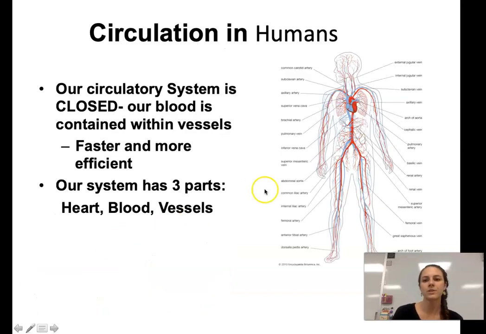So the circulatory system in humans is closed, meaning the blood flows from the heart to the blood vessels in the lungs, back to the heart, to the blood vessels through the body, back to the heart, to the blood vessels through the lungs, back to the heart, blood vessels in the body. And our system has three parts. We have the heart itself that you see right here in the center of the chest. The blood, obviously, which is inside the heart and inside the arteries and veins. And then the vessels, which are the veins, the arteries, and the capillaries.